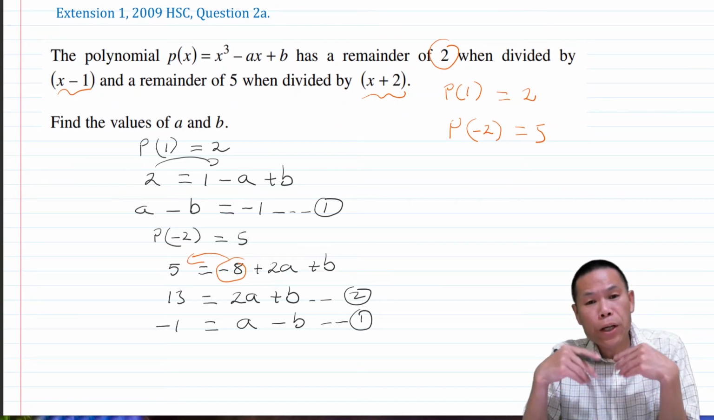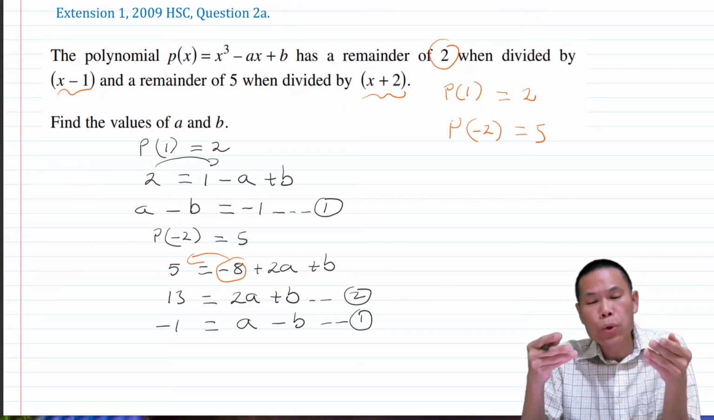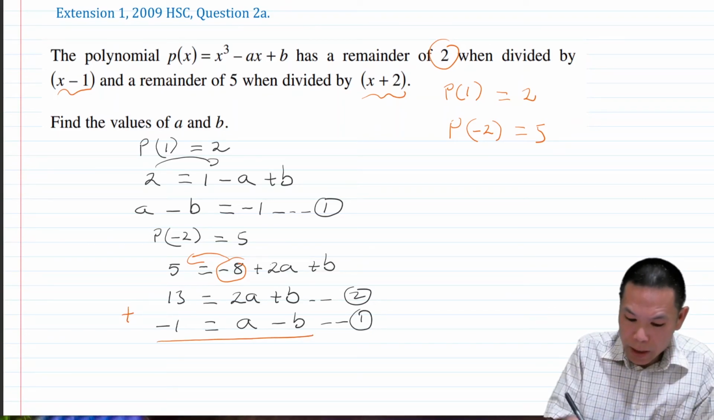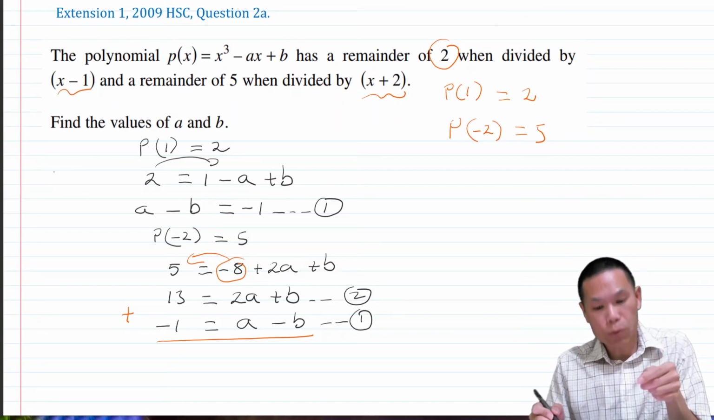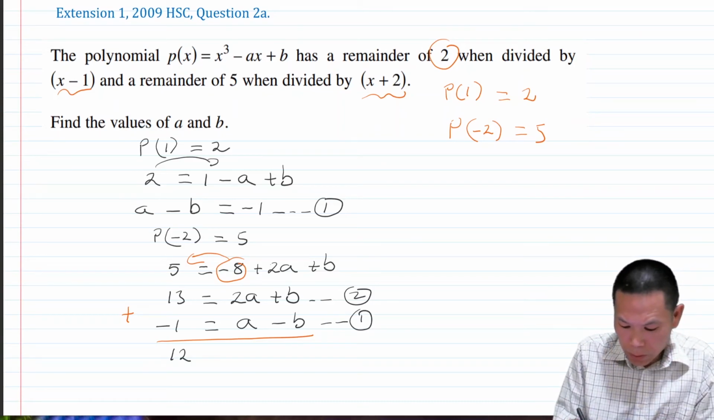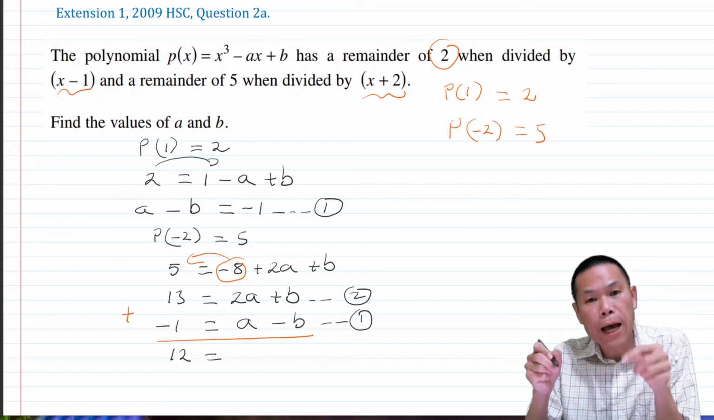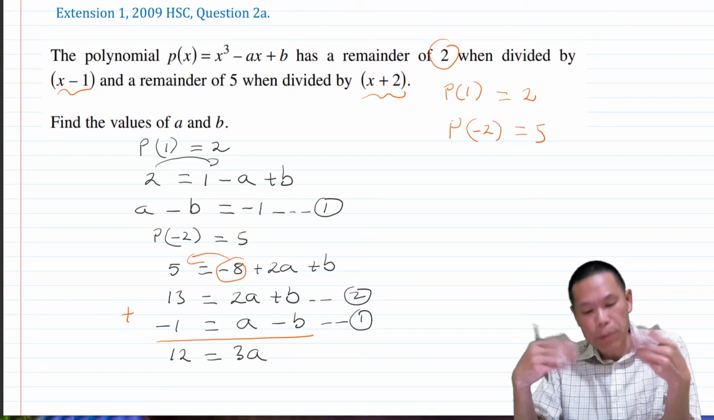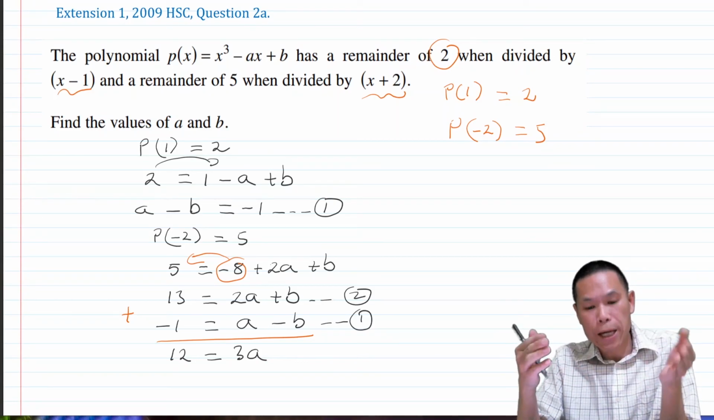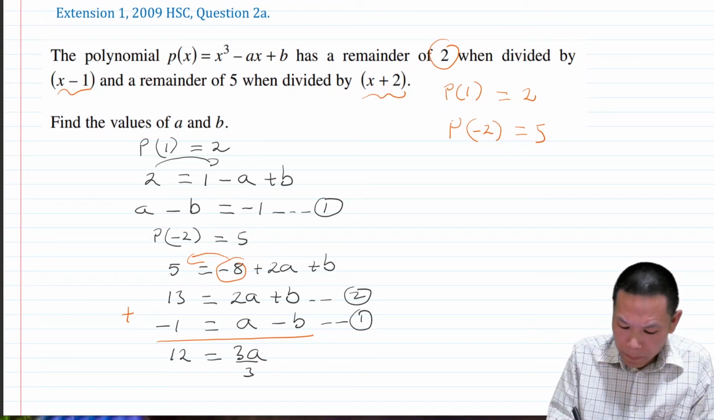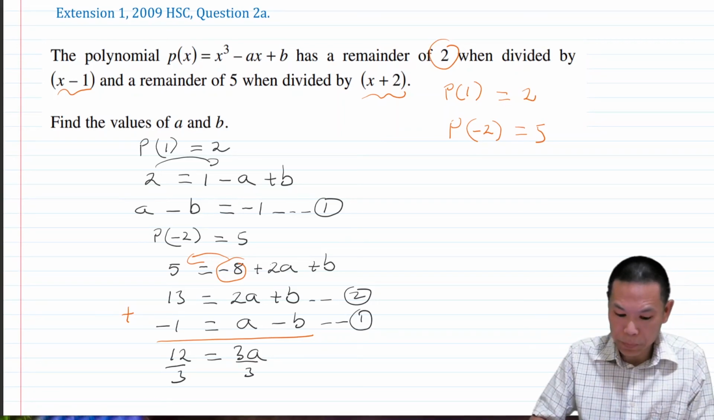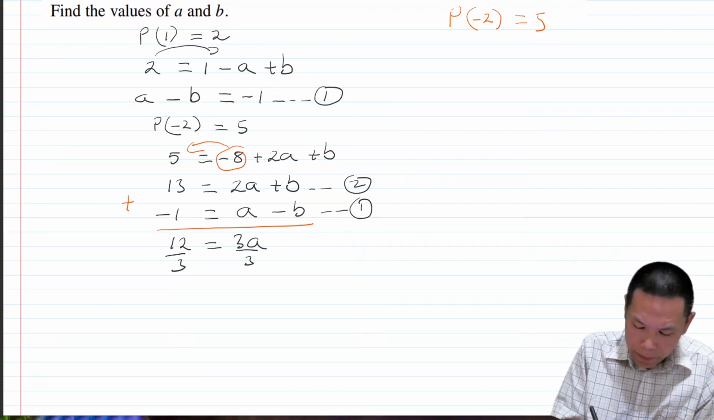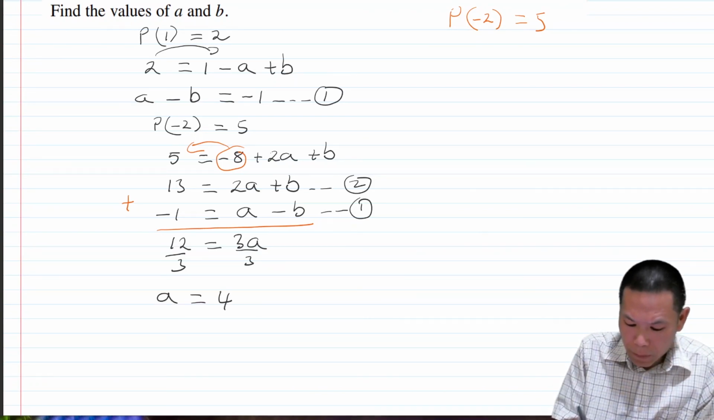Now if I add equation number 1 with equation number 2, b will cancel out. So just add them together. 13 minus 1 is 12, and then 2a plus a is 3a, and b minus b cancels out. So 12 equals 3a. If I divide both sides by 3, this means that a is equal to 4.